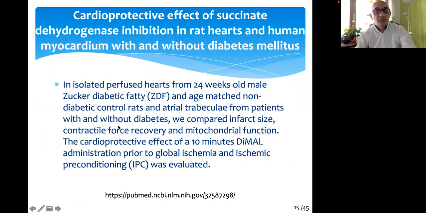an already used one. So the example here is the cardioprotective effect of succinate dehydrogenase inhibition in rat hearts. So this is an animal study, as you see. Here they have used rats for this study. And also, beyond the rat hearts, human myocardium, with and without diabetes mellitus. So there is one group with diabetes, another group without diabetes, and they checked the cardioprotective effect of this medication.